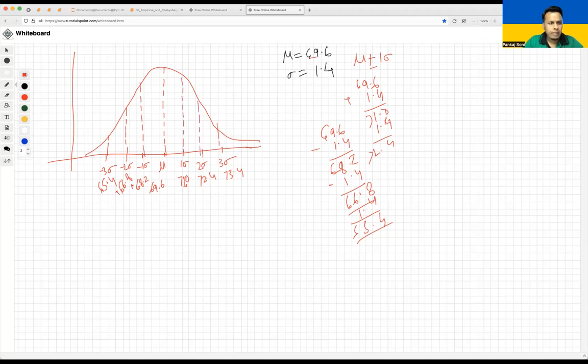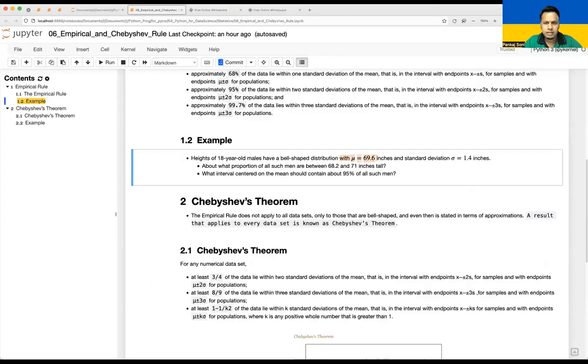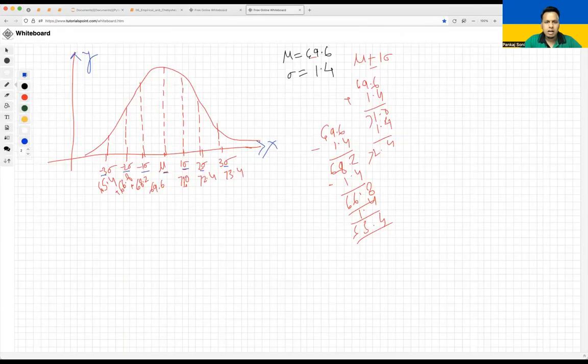So now we have mu, 1 sigma, 2 sigma, 3 sigma, similarly minus 3 sigma, minus 2 sigma, minus 1 sigma. This is your x-axis and this is your y-axis. Now let's see what they're asking. They're asking what proportion of all such men are between 68.2 and 71 inches tall. So how many such persons fall between 68.2 and 71 inches. Where is your 68.2? This one, and 71.0. So this comes under mu plus or minus 1 sigma, correct?